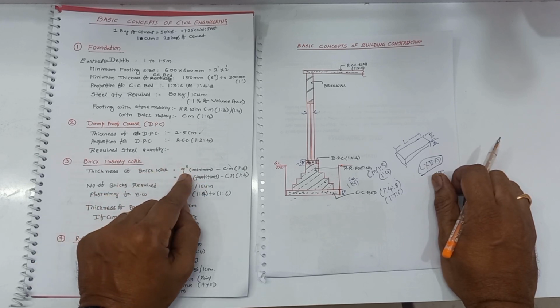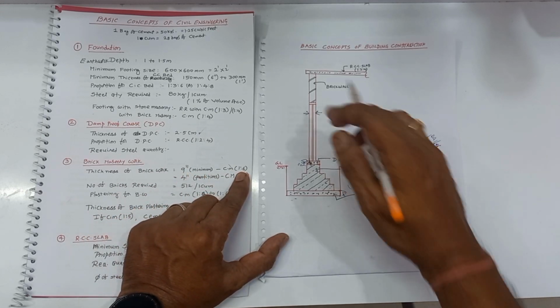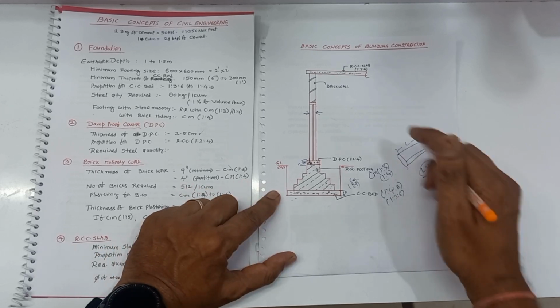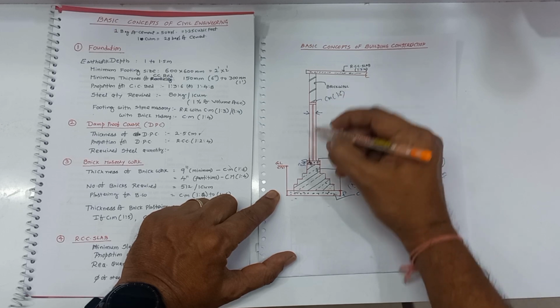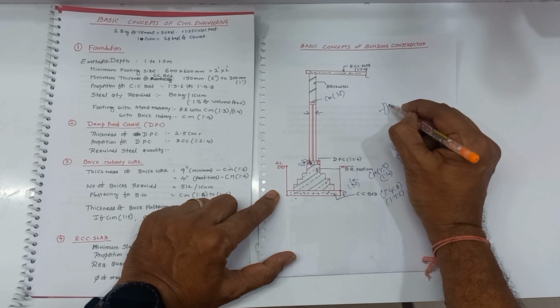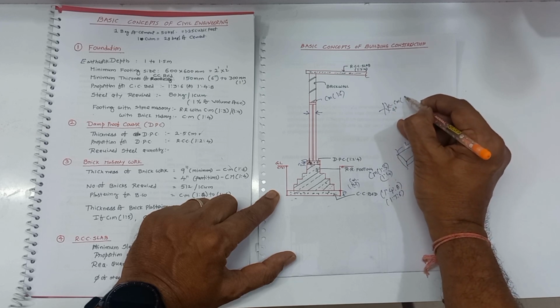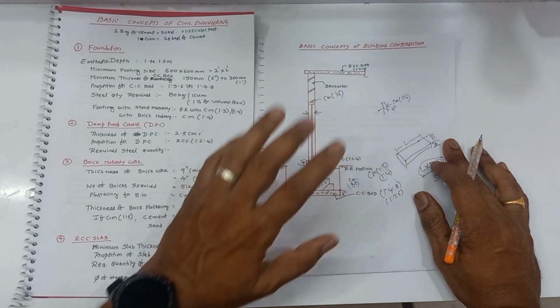If it is a 9 inch wall, generally cement mortar of 1:6 is used for its plastering. If it is a 4 inch wall, cement mortar 1:4 or 1:6 is used. If it is a partition wall, which is 4 inches, then cement mortar 1:4 is used. These are the minimum requirements.